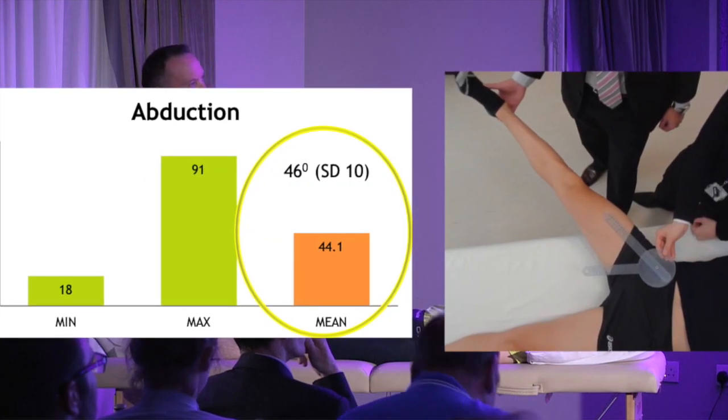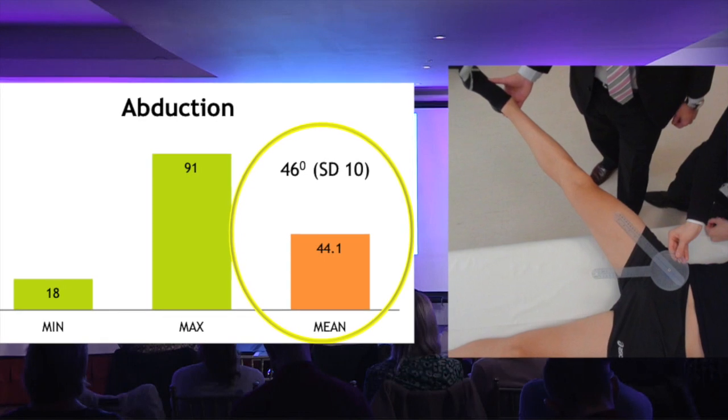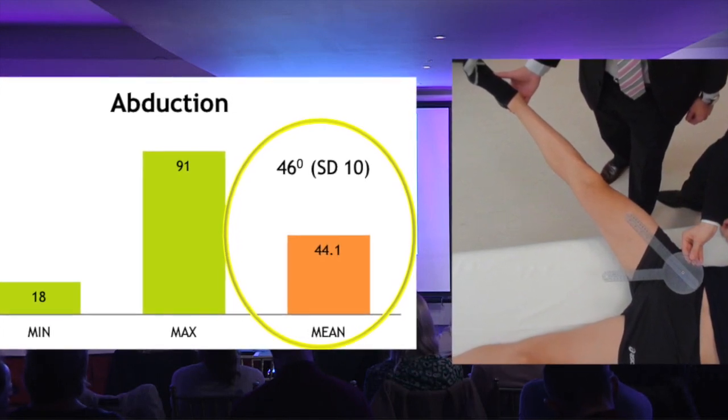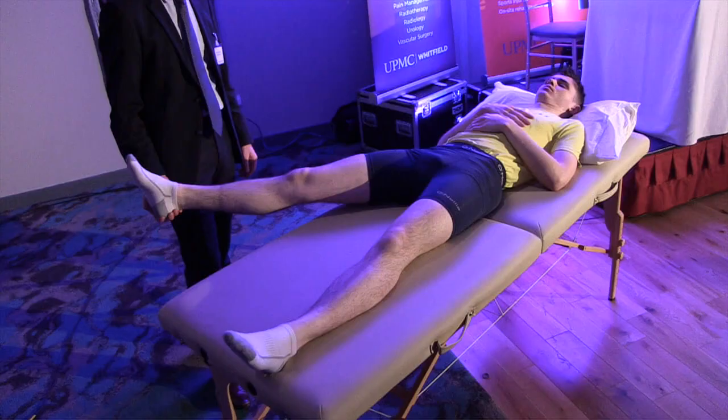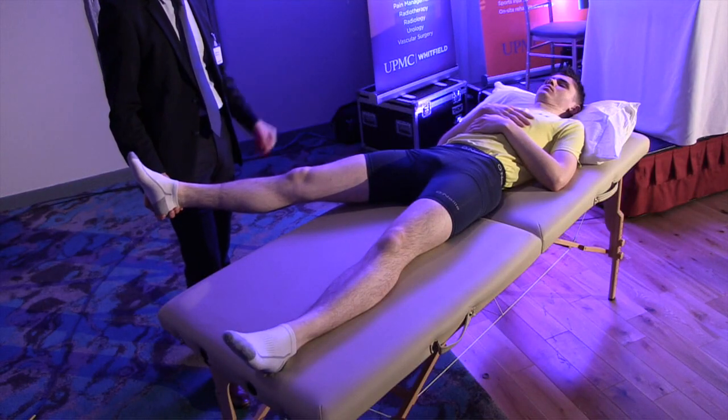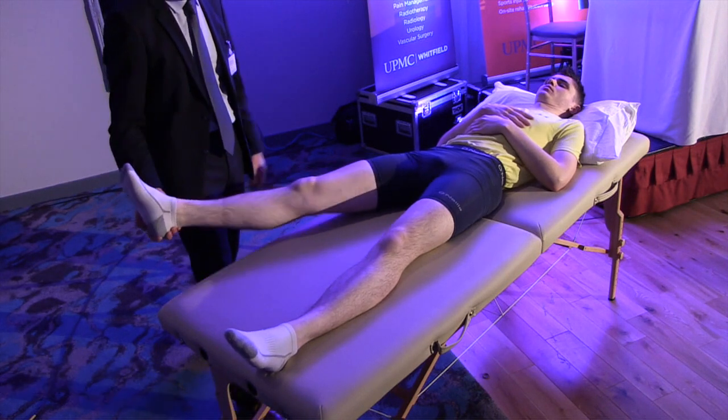Abduction is less severely affected, so 44 for the patient mean compared to 46 for a normal population mean. And the reason abduction is not affected by hip impingement is because of any bony deformities in the hip, when you're bringing the leg into abduction, you're bringing the deformities away from the rim of the cup. Therefore, it doesn't affect it. Okay, so therefore, abduction is not affected in any of our patients with FAI.